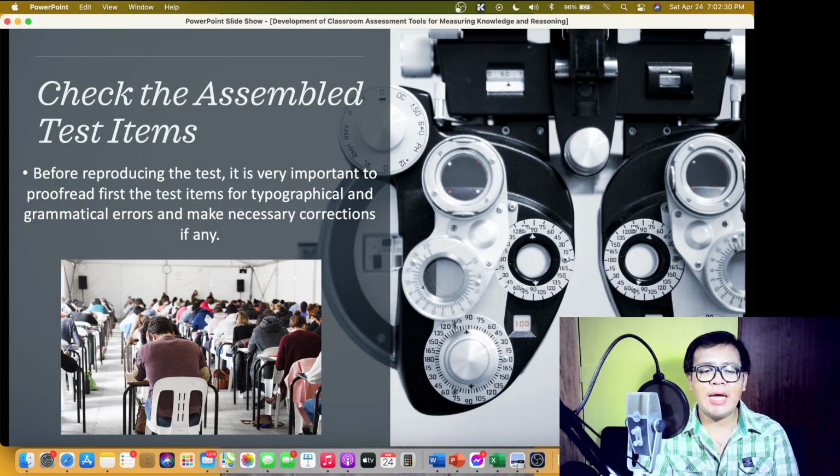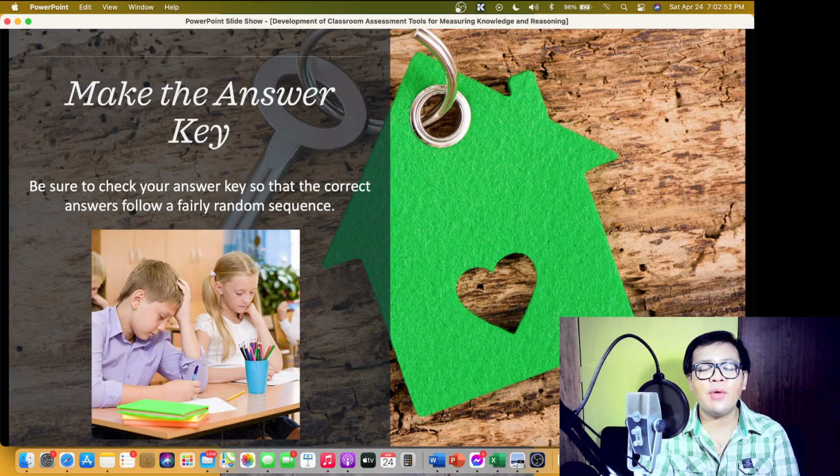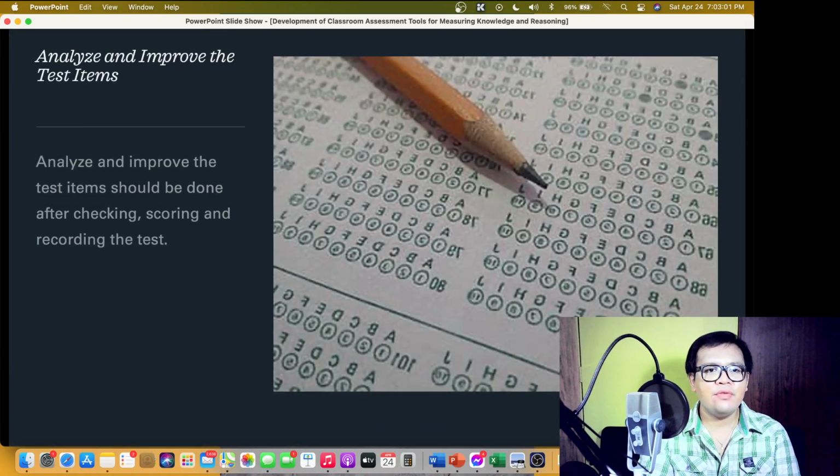Always check the assembled test items. Before reproducing the test, it's very important to proofread it first for typographical and grammatical errors and make necessary corrections if any. That way, we could save time and effort in administering the exam to our students so that they will not keep on questioning. So, make the answer key. How are you going to do that? Be sure to check your answer key so that the correct answers follow a fairly random sequence. And analyze and improve the test items. Analysis and improvement of the test items should be done after checking, scoring, and recording of the exam or the test.